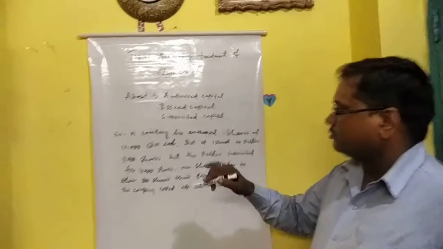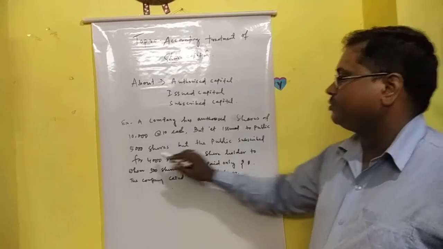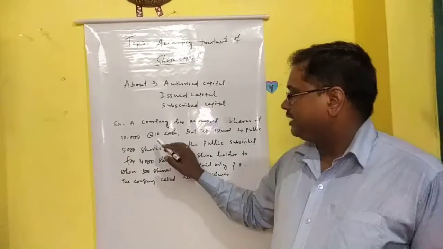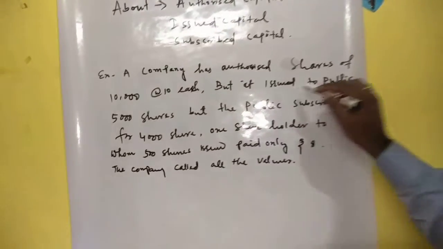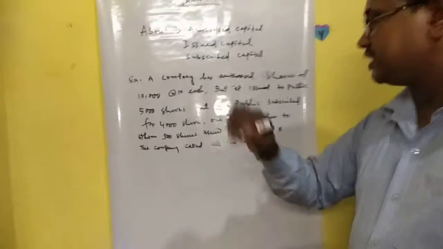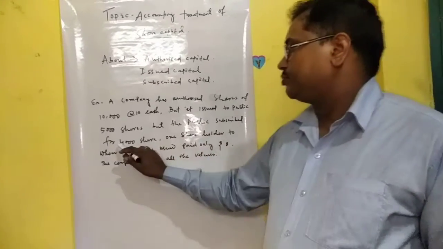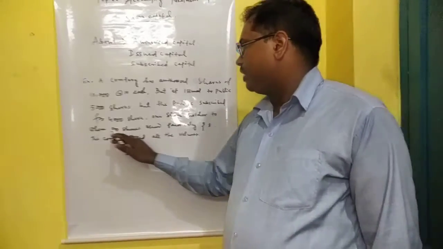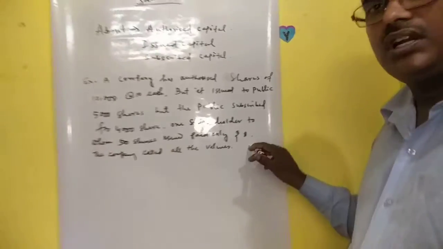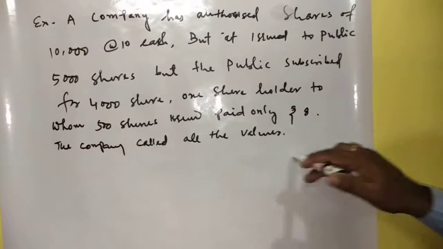Now let us come to an example. A company has authorized shares of 10,000 at the rate of 10 each, but it issued 5,000 shares to the public, and the public subscribed for 4,000 shares. One shareholder, to whom 500 shares were issued, paid only rupees 8. Here the company called all the values.